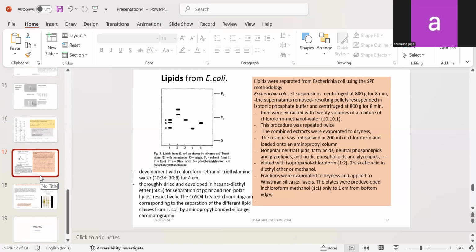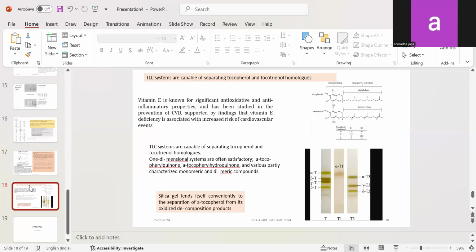Now here is another example wherein we talk about vitamin E and its derivative forms, oxidized forms. So why take this example? Because vitamin E is a known antioxidant and anti-inflammatory molecule, which has a role in maintaining cardiovascular health. The important forms which are found are tocopherol and tocotrienol homologs. So we can check the presence of these oxidized forms as against the normal alpha tocopherol. For this purpose, we can go in for TLC.